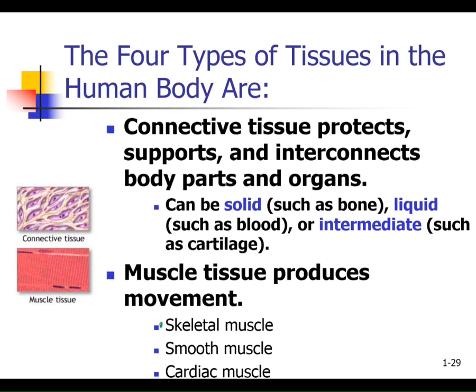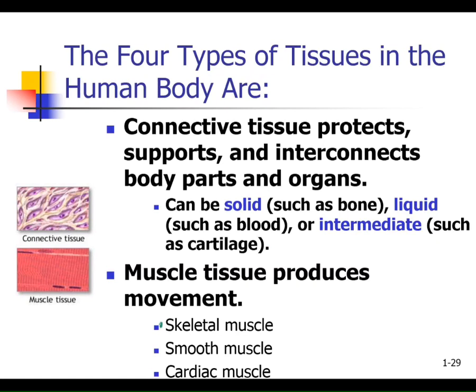These tissues, as the name suggests, somehow connect, bind us together. Under this category would be bone, cartilage, even blood is a connective tissue, fat is a connective tissue. We'll be looking at each of these under the microscope, learning what they look like. These are connective tissues.